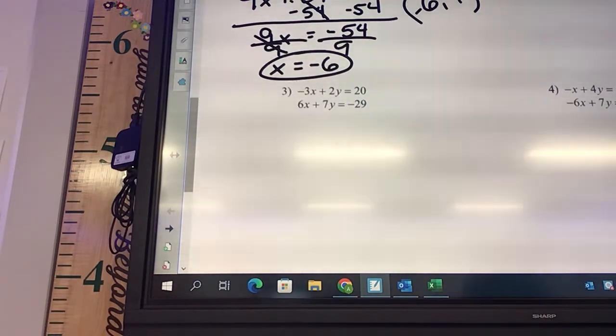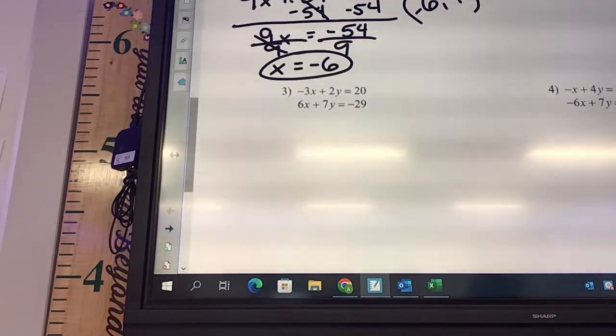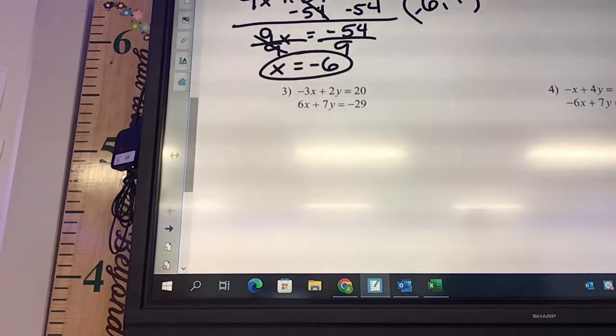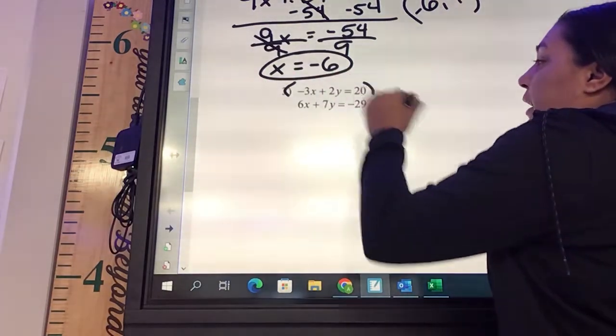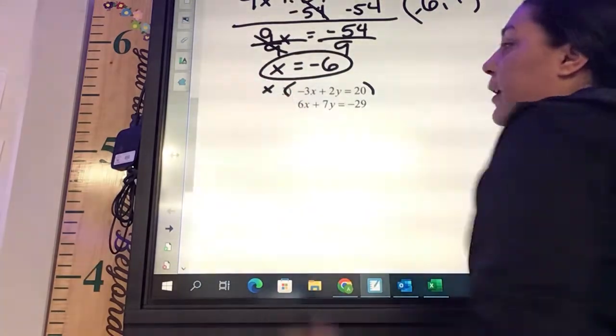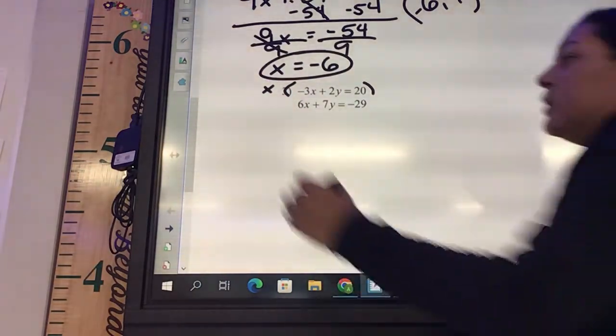So think about what you're doing. Pick the multiplication you know the best. So let's do the x's. We're going to say parentheses times what? 2. Does it need to be a negative or not?